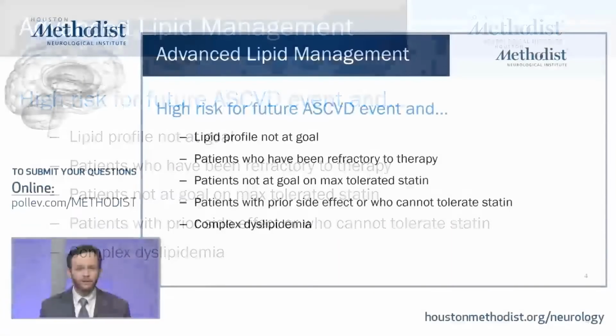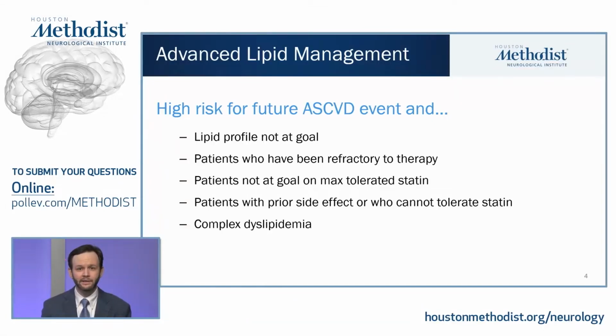The type of patient that we're talking about here is the atherosclerotic cardiovascular patient who is at high risk for another event. Advanced lipid management could be appropriate if their lipid profile is not at goal: patients who have been refractory to therapy, in other words, unable to further lower their LDL with current therapy; patients not at goal on a max tolerated statin, whether that's high intensity, moderate, or low intensity; patients with a prior side effect who cannot tolerate another statin, for example, myalgia or elevated liver enzymes; and complex dyslipidemia, for example, patients with hypertriglyceridemia in addition to elevated LDL.